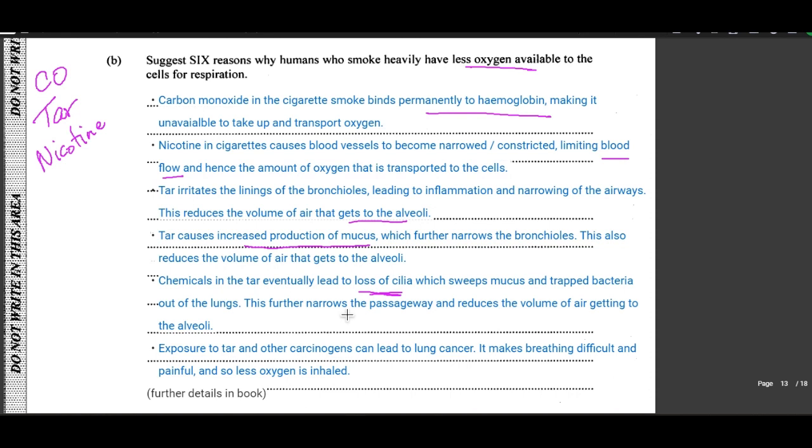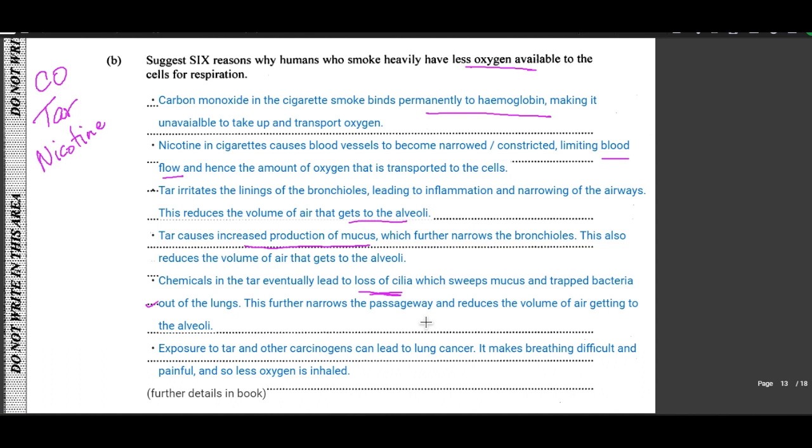So what's going to happen? You're going to have the mucus accumulating, bacteria getting trapped in the lungs. This further narrows the passageway, reduces the volume of air. Again, you're just getting so many things interfering with air getting to the alveoli. It's like the alveoli is right there, but all of these different things are happening to interfere with the air getting to the alveoli.